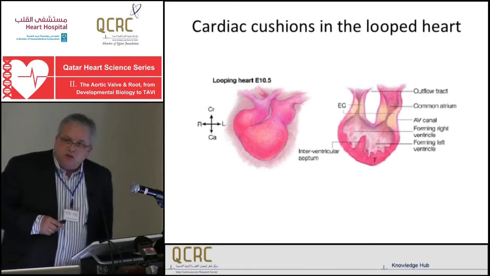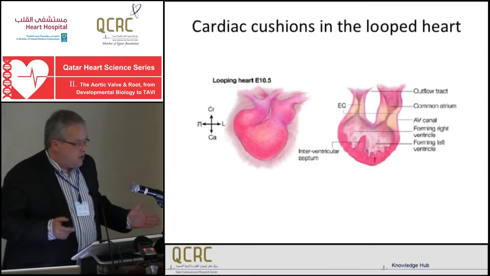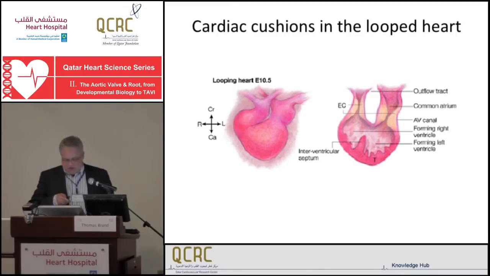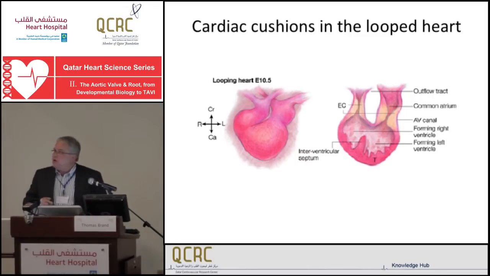Well, but this is of course not sufficient for a growing embryo, so there's a stage at which the whole thing has to be more perfected. And that is depicted here. So this is the looping myocardium. In the embryo, it's about 10.5. So at a week, about, in the human embryo.